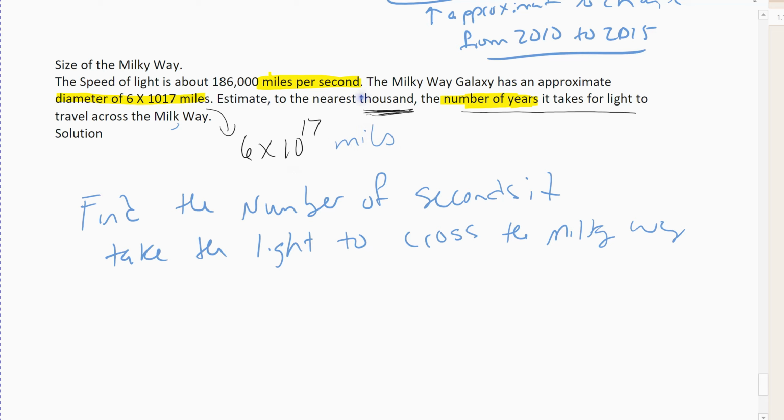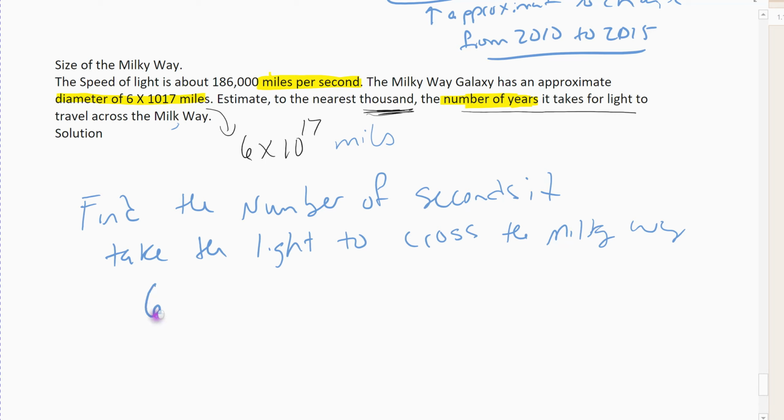Miles per second. It's kind of like if you were going on a trip and you were traveling 500 miles at a speed of 60 miles per second. Well, you would take your 500 miles divided by your speed, 60 miles per second, and that's how long it would take you. It's the same thing here. The numbers are just bigger.